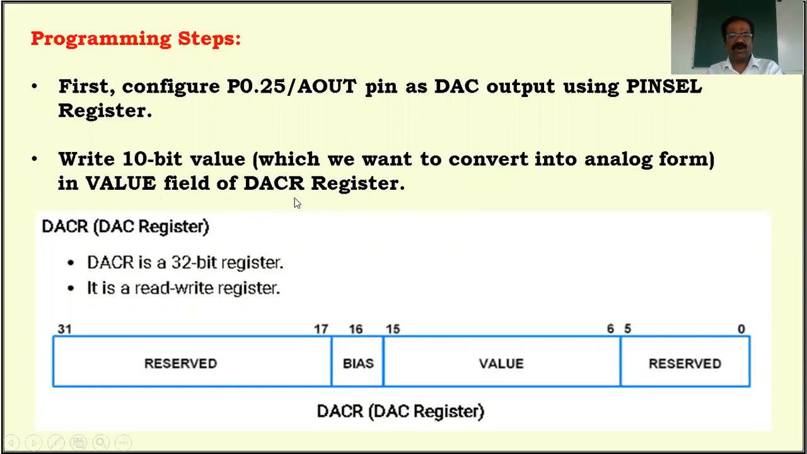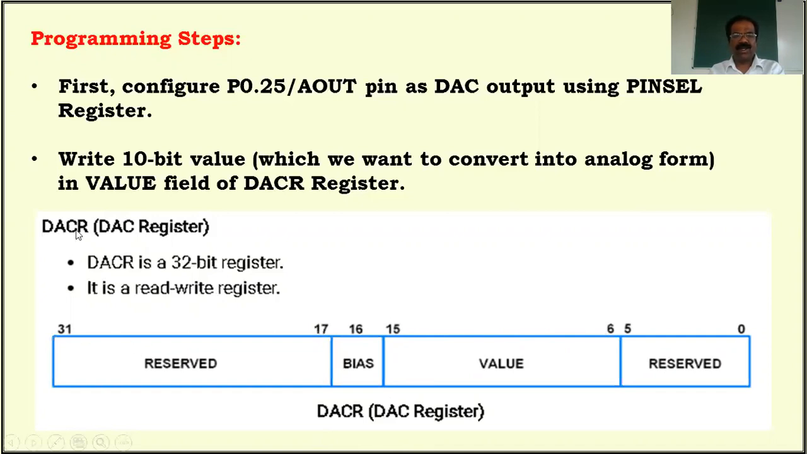Actually, there is a register called DACR, the DAC register. It is a 32-bit register, but we are not using the remaining bits. We are going to concentrate on bit number 6 to bit number 15. From 6 to 15, we have a total of 10 bits. If you want to convert any digital data to equivalent analog, we have to write the digital value within this area, starting from 6 to 15. You are not supposed to write the digital value in the remaining bits.